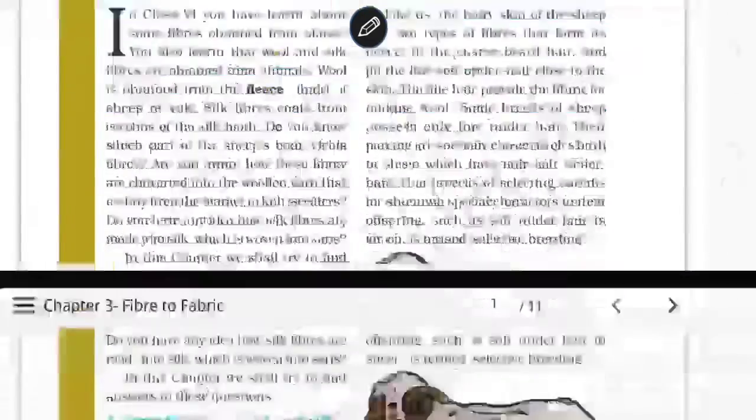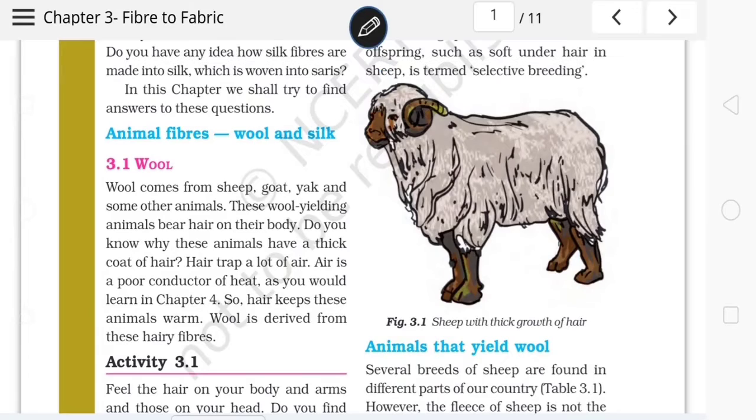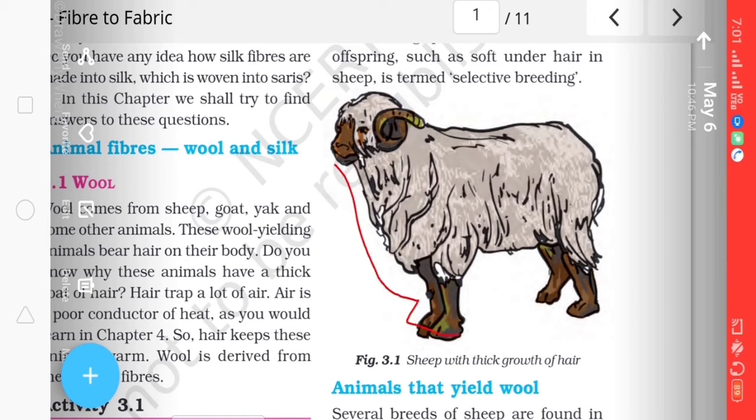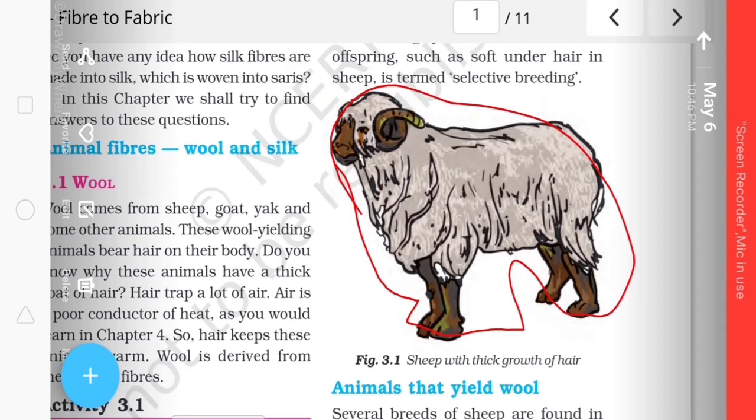Now let's see about the animals that yield wool, those animals from which we are getting wool. See this image where we can see a sheep. This is a picture of a sheep, isn't it? So this sheep has hair on its body.